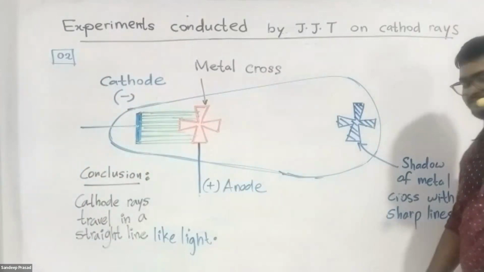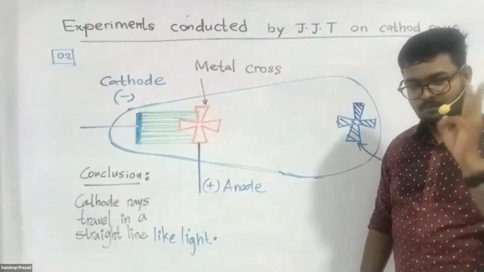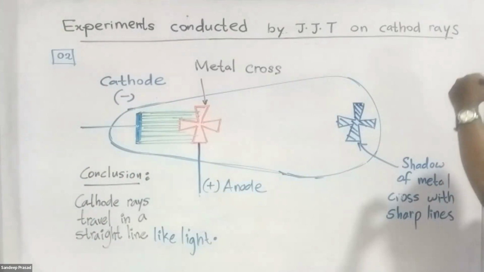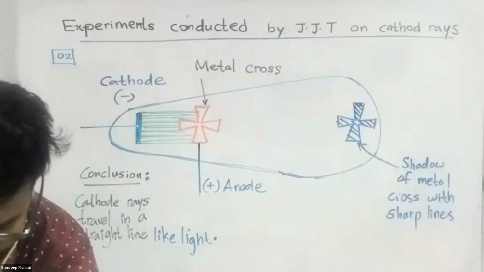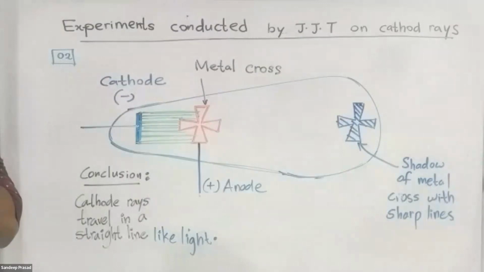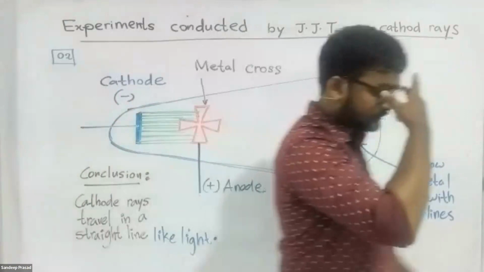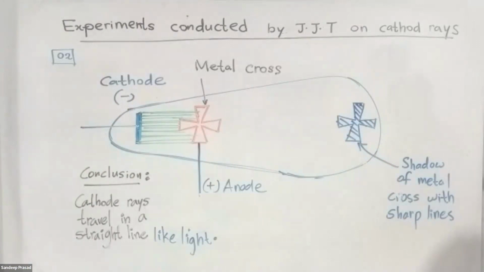Right, okay. Number three, the third experiment. Let's go for the third experiment. Did you complete this one? Do you have any doubts? Now we are going to move to the third experiment. In the third experiment, we are going to discuss what J.J. Thomson did.